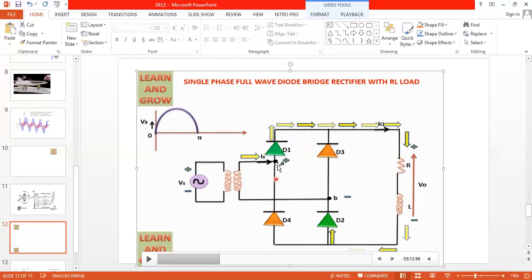Direction of the current is from A to D1, D1 to resistor, resistor to D2, D2 to the point B. Finished. Positive cycle. Now in the positive cycle, D1 and D2 are on. Now we go for the negative half cycle explanation.